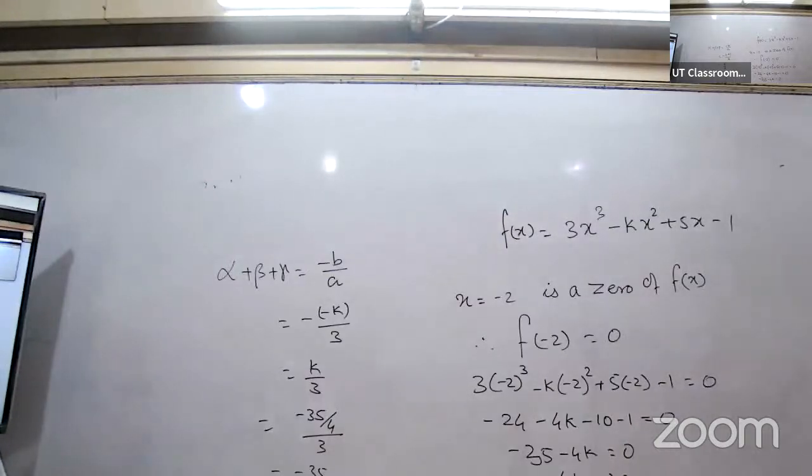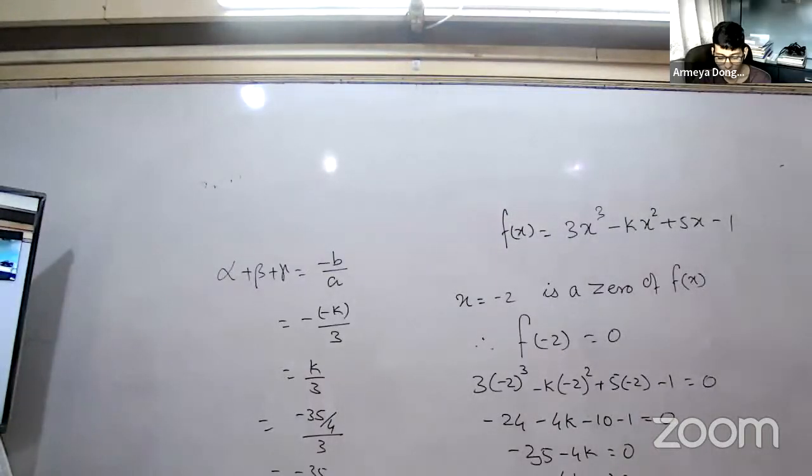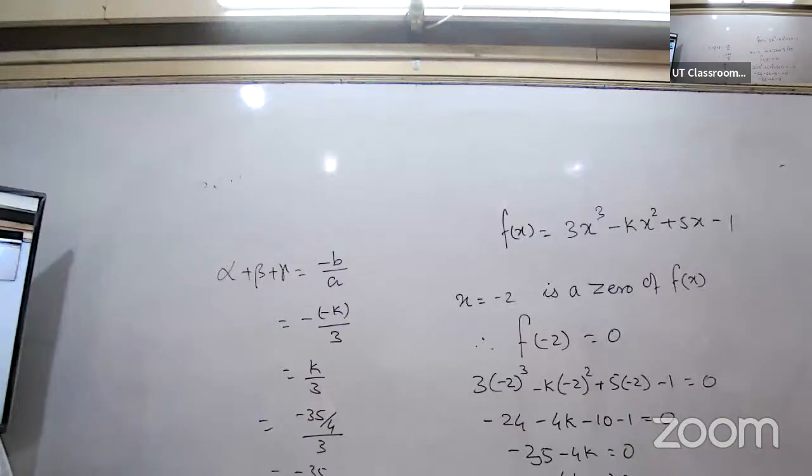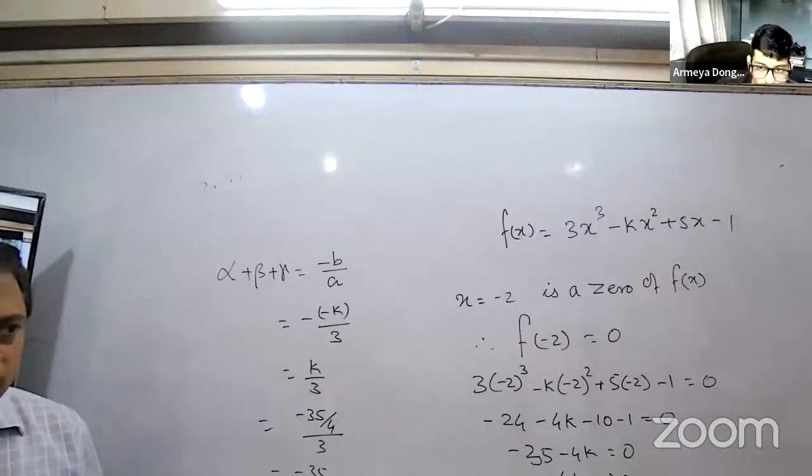What is the value of B? Minus 35 by 4. What is the value of B? I asked you. B is K, minus. B is not K. B is minus K. Okay, so check, be careful.